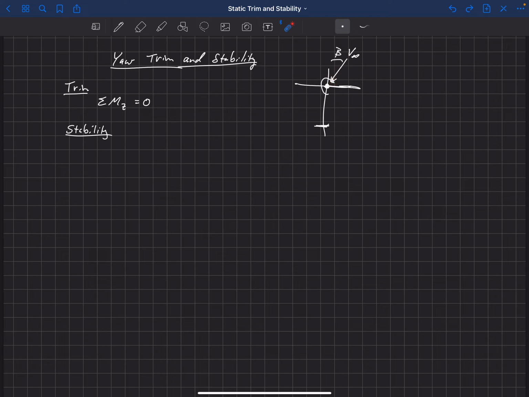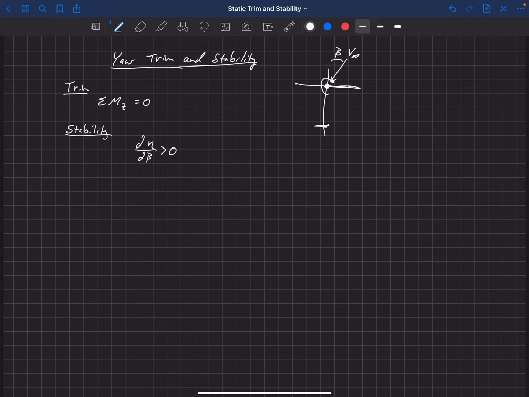Well, what do we want the aircraft to do? We want it to create a positive yawing moment so that the nose will return back and be in the direction of V infinity, or the beta that we wanted to be at in the first place. So that requirement we write as the change in yawing moment with respect to beta. We actually want to be greater than 0. So with a positive change in beta, we want the aircraft to create a positive change in yawing moment to negate that change in beta.